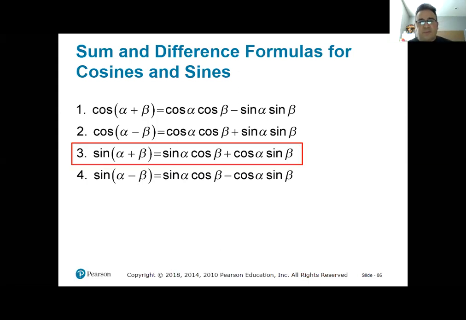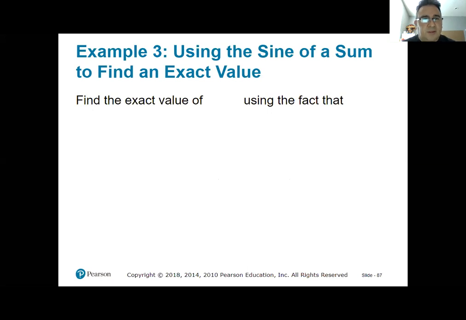This one, the sine of alpha plus beta, is the one that you will see in the adding identities on School Yourself. So that's one that we're going to do a problem on later. I don't remember if it's the next problem or not, but that's one of the ones that you will see.